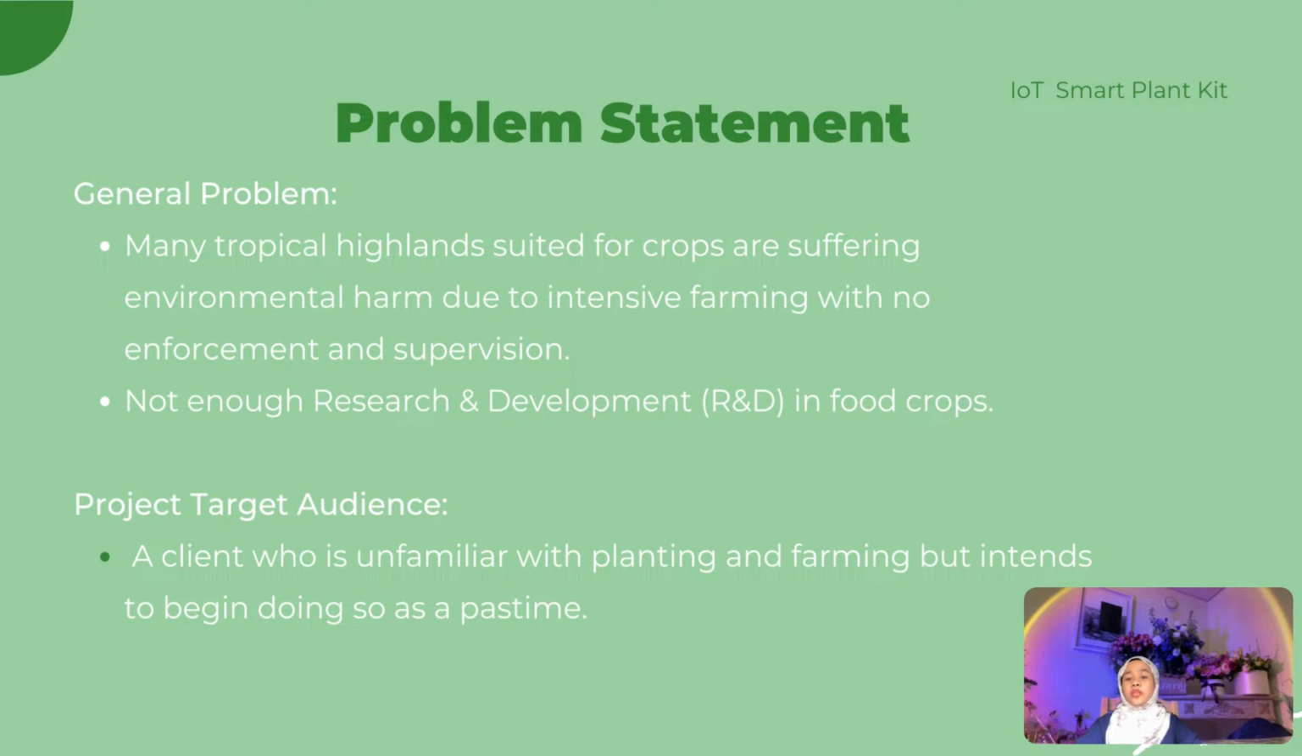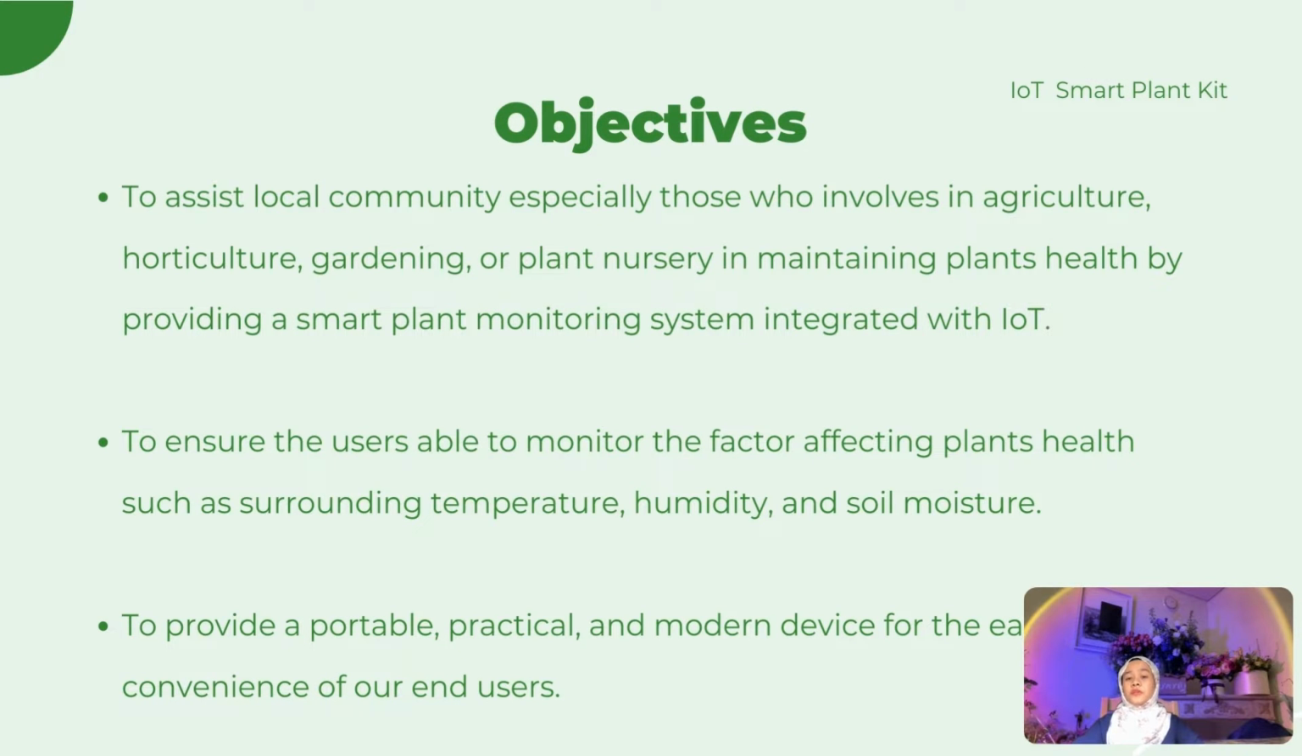For this project, our target user is a client who is unfamiliar with planting and farming but intends to do so as a hobby. The problem for the client is the inadequate time and skill to do planting and farming. Therefore, the objectives of this project are to assist the local community in gardening activity, ensure the users are able to monitor the factors affecting plants' health, and to provide a portable, practical and modern device for the user.